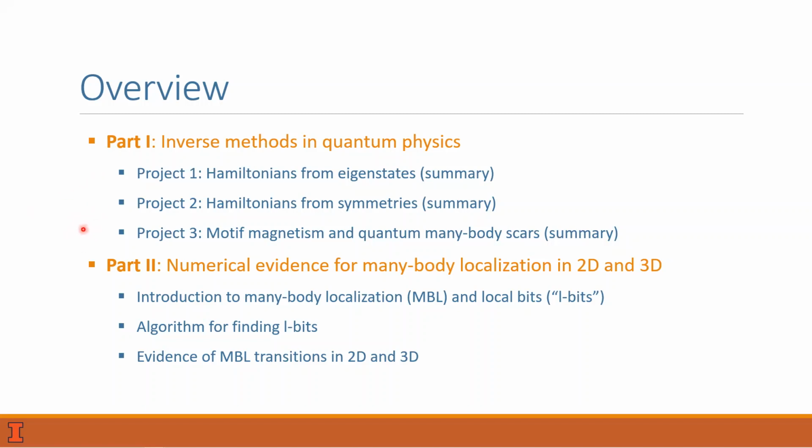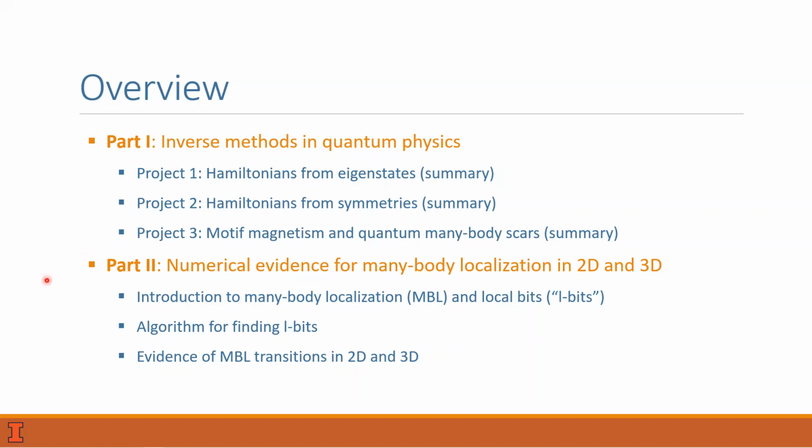So I won't go into too much detail, but I'll go over a project where I developed a method for finding Hamiltonians with certain eigenstates. The second project, a method we developed for finding Hamiltonians with certain symmetries. And third project, we found a class of Hamiltonians with certain magnetic properties and these things called quantum many-body scars.